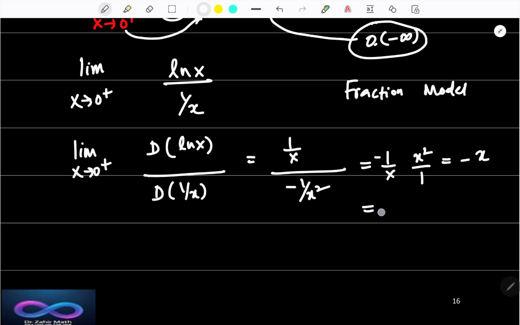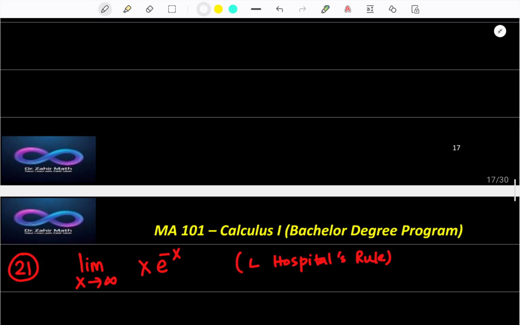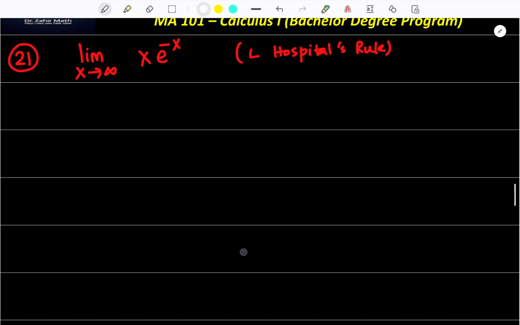Right. Now what we are going to do? We are going to put x tends to 0 plus. So we are going to get minus 0. Minus 0 normally we don't write, we are writing plus 0. Right? I think too many problems are there. Let me go to the next question.